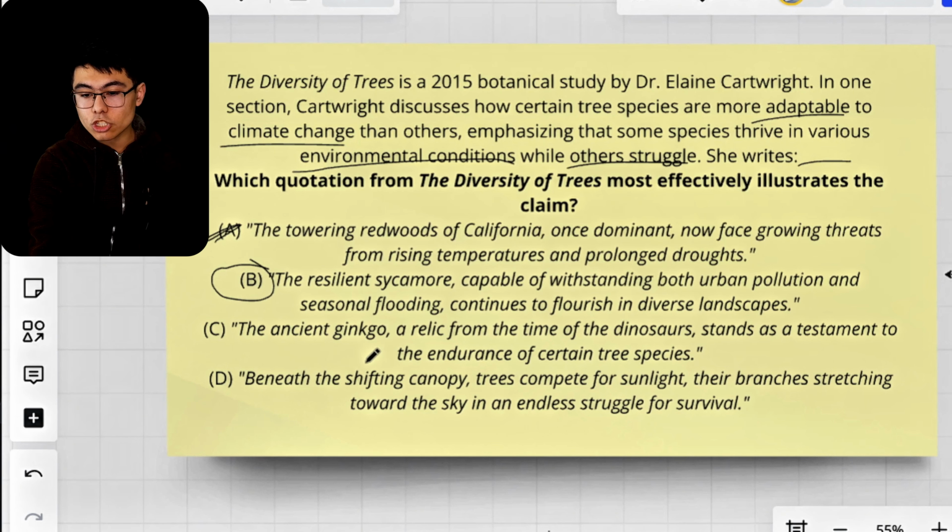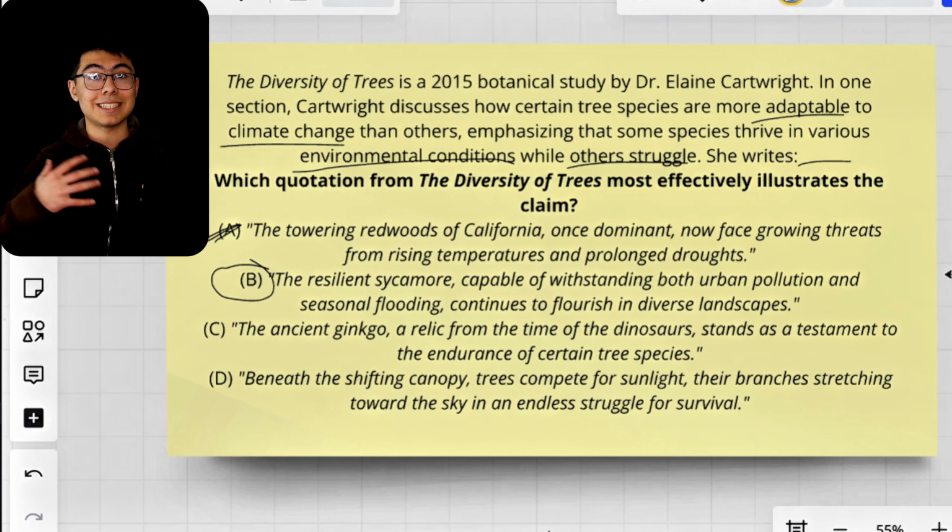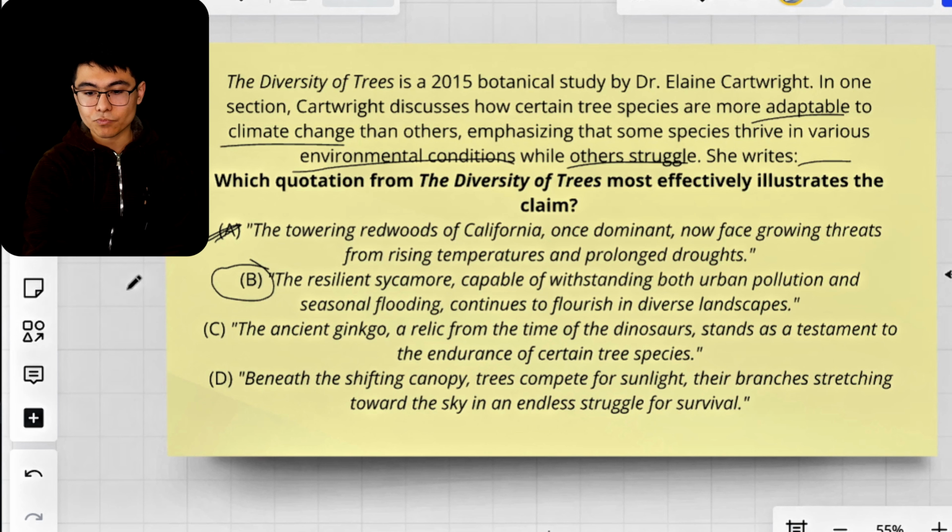Choice C, the ancient ginkgo, a relic from the time of the dinosaurs, stands as a testament to the endurance of certain tree species. Well, it talks about species surviving for a long time, but it doesn't directly discuss its adaptability. It doesn't say it adapts well or not. That's why C is wrong.